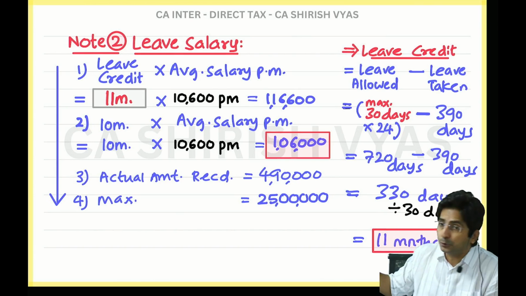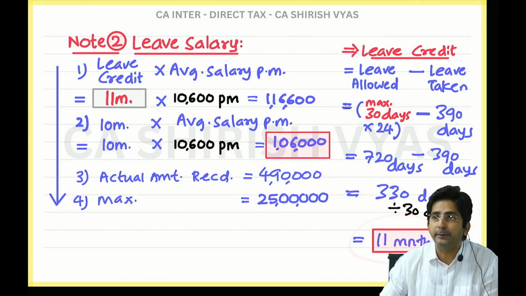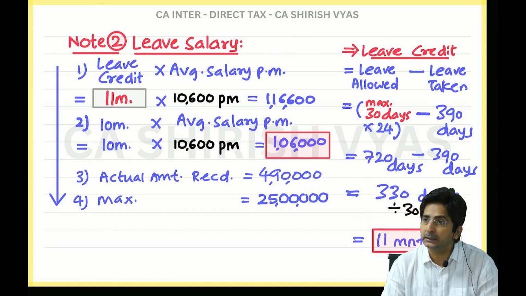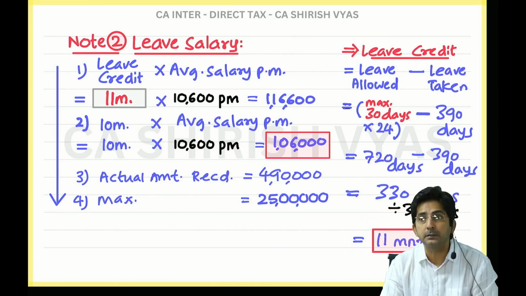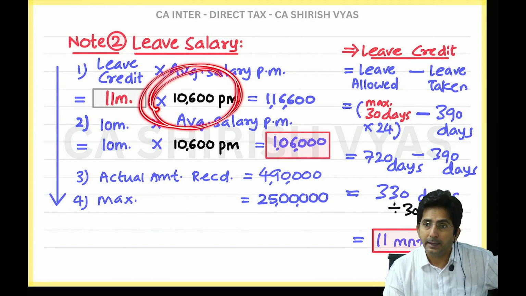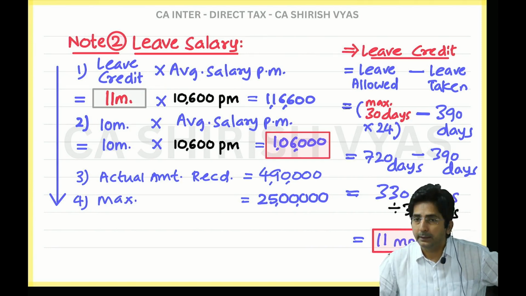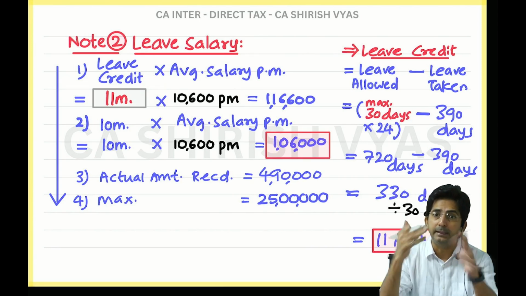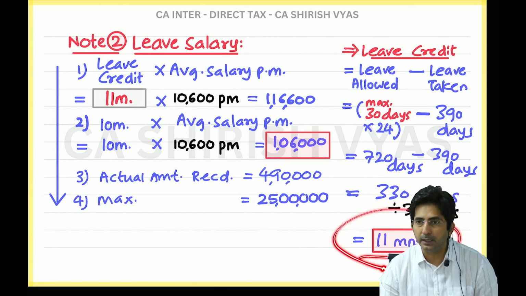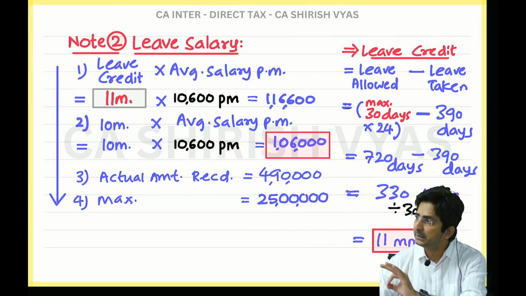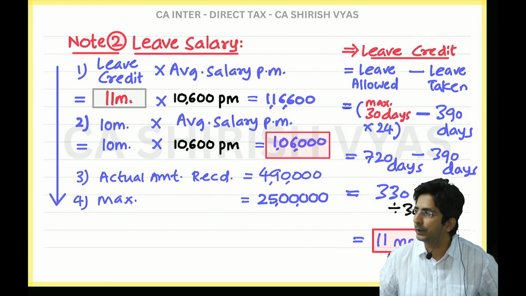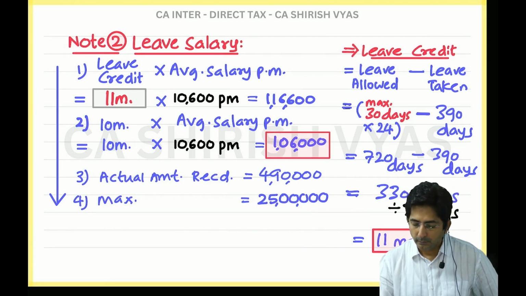See, my question was so straight that it came to a round figure of 11 months. Sometimes this can come to 6.3333333. Keep it as it is and then multiply by what? Average salary. And then don't keep it in decimal. In short, the concept is that when you reach the final answer, it should not be in points. But this is not the final answer. We are in the middle of the working, so keep it as it is in fraction. But here it was not a fraction, it was a round figure, 11 months. So leave salary is done.